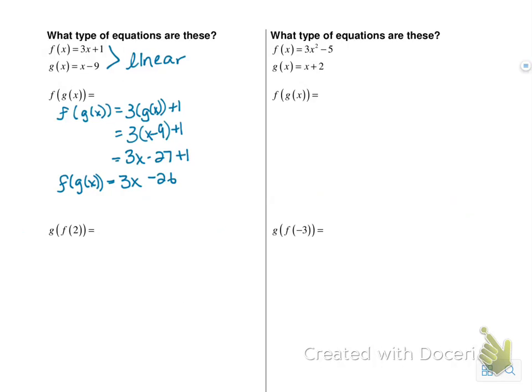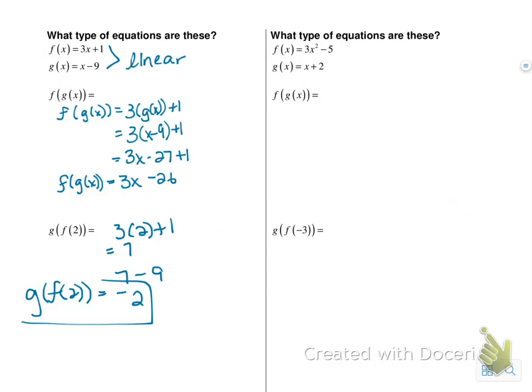Okay? Now, this next one is going to be g of f of 2. So first I'm going to put 2 in for f. So 3 times 2 plus 1, and I get 7. Then I'm going to put that into g. 7 minus 9. So g of f of 2 is negative 2. Okay, so one more time. I put 2 in for f, then I put that answer into g.